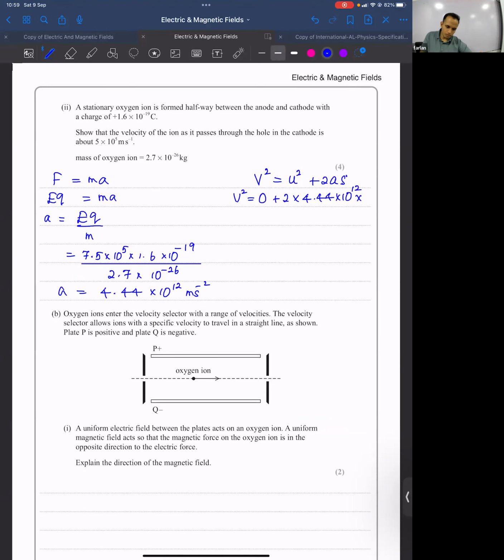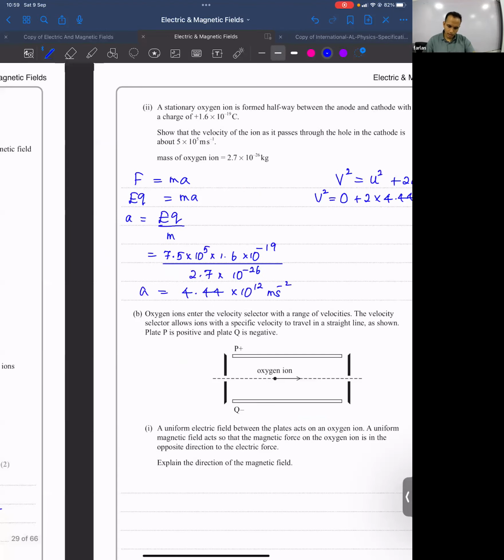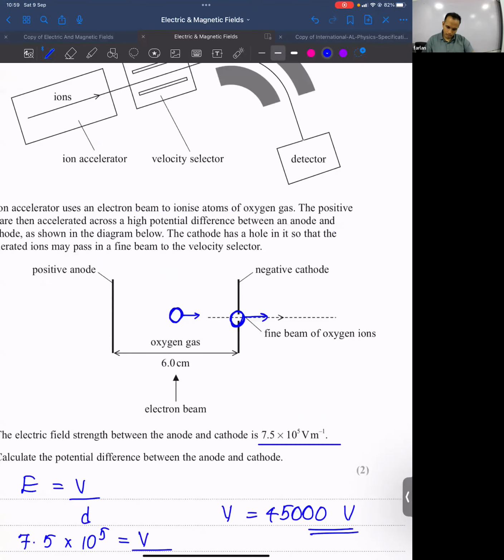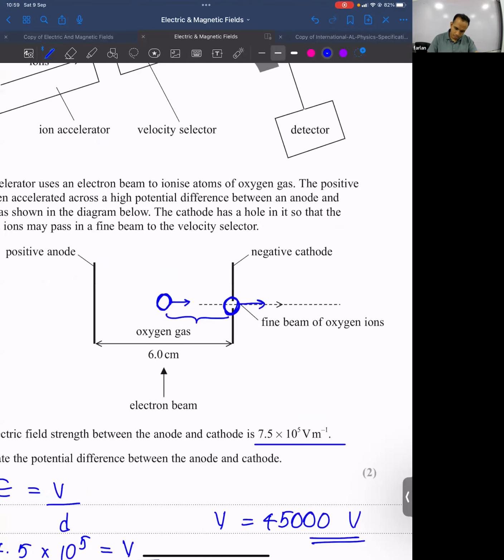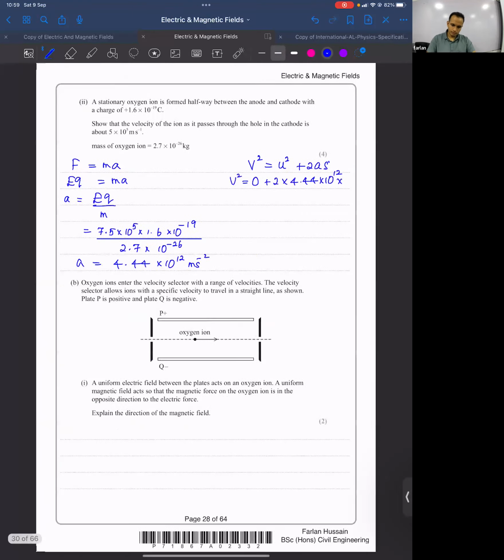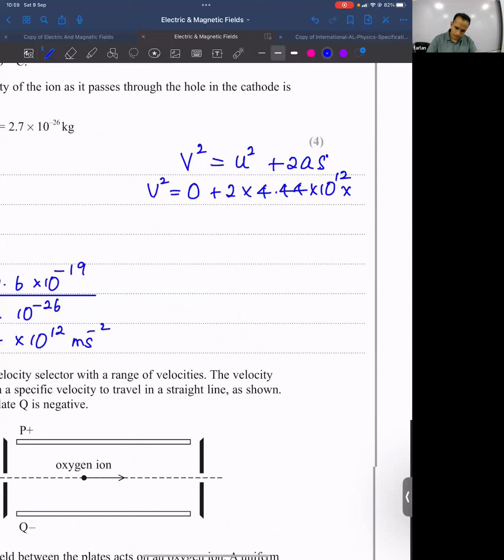So guys, they are talking about now the midpoint. So the midpoint to the end of the plate, from here to here, it will be 3 centimeters. That is 0.03 meters. s is 0.03 meters.